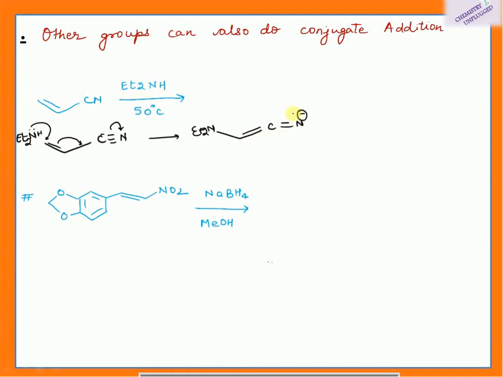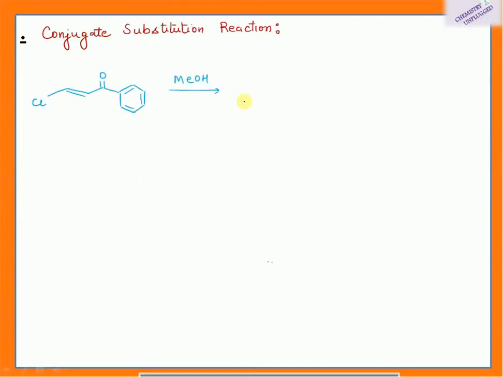Right? Then this charge will come back and it will show protonation at this carbon, right? Similarly, in this case, we have a nitro group here and we are using NaBH4, so it will show conjugate addition. So this double bond is reduced and this NO2 group will remain as such. So till now we have seen conjugate addition reactions.